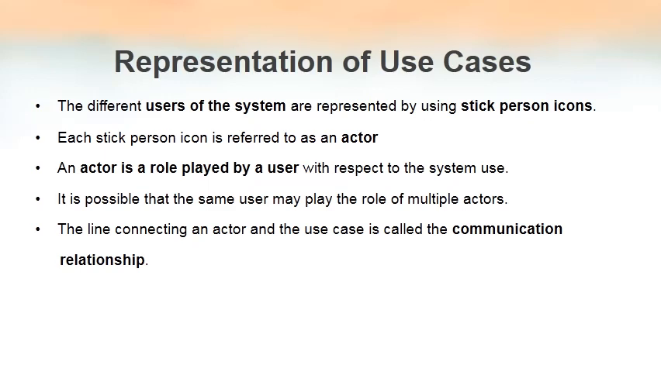There will be so many lines, right? At the top there will be a circle, then one vertical line. Then for drawing the legs, we'll draw two lines, towards the left side and the right side. And to indicate the hands, we'll draw a horizontal line just below the head. That is known as the stick person icon. And each user of the system, or each stick person icon, is known as an actor in use case diagrams.